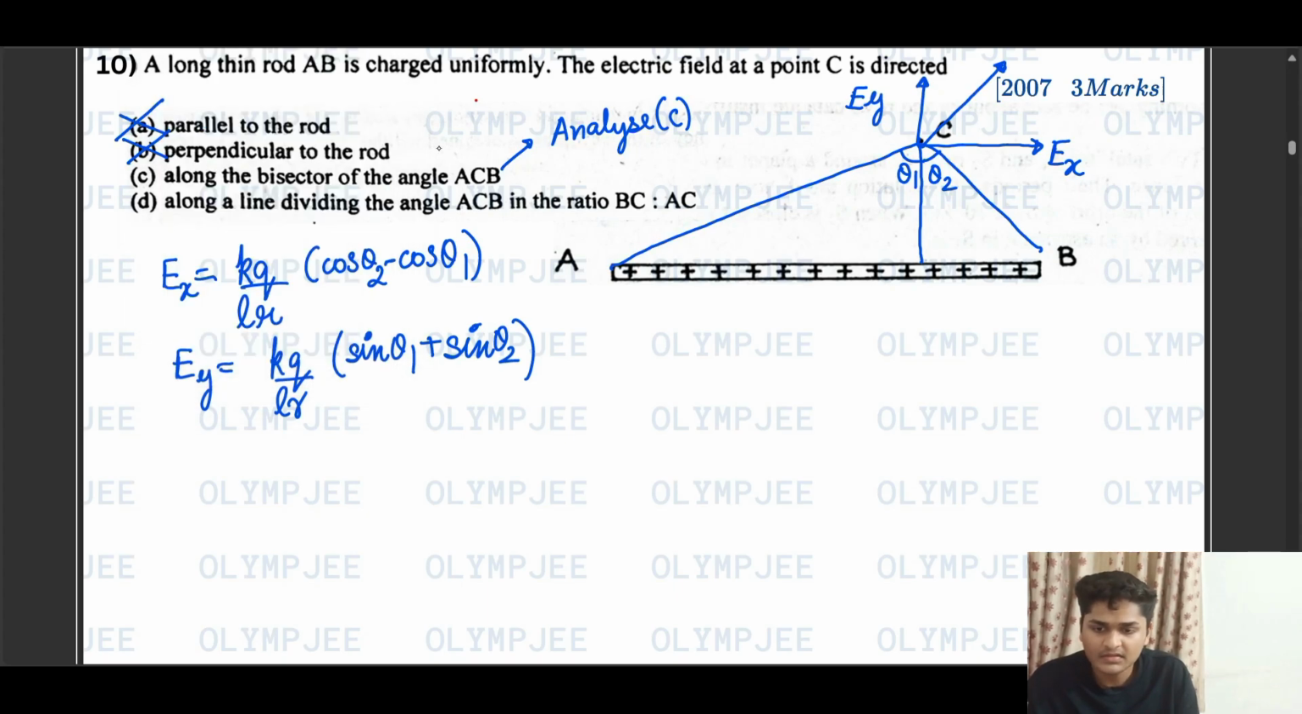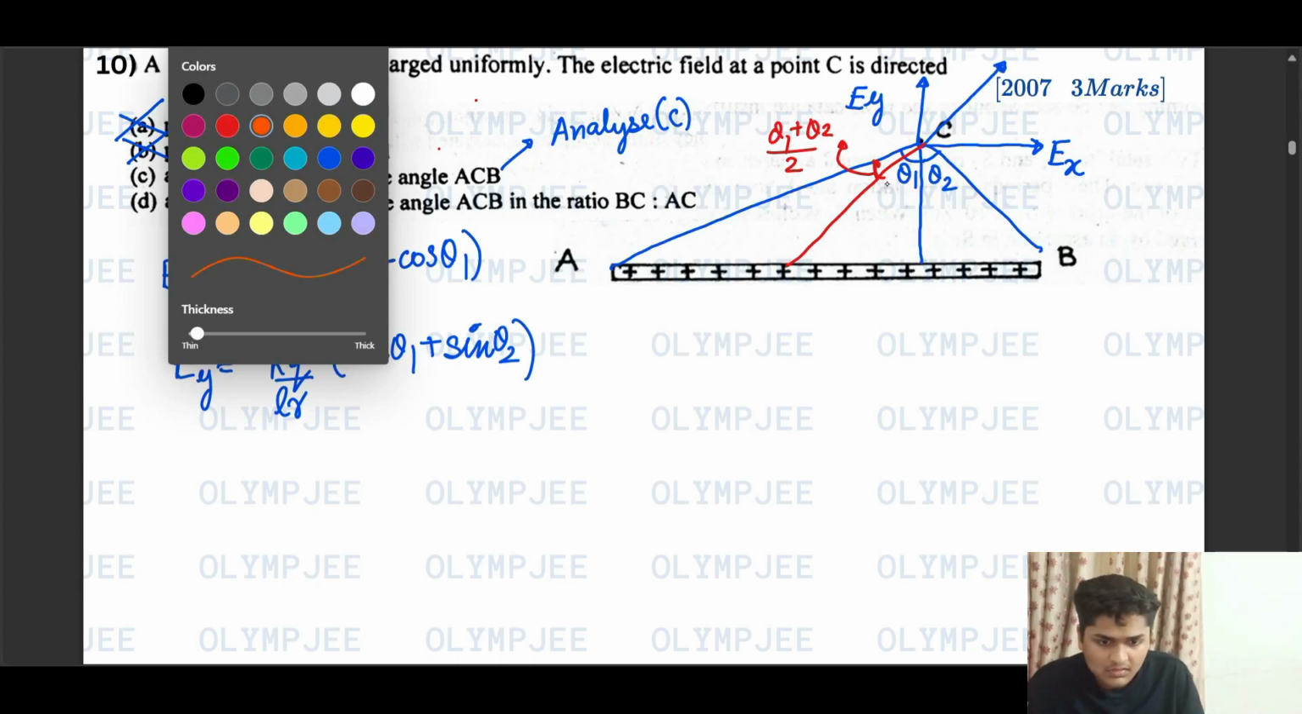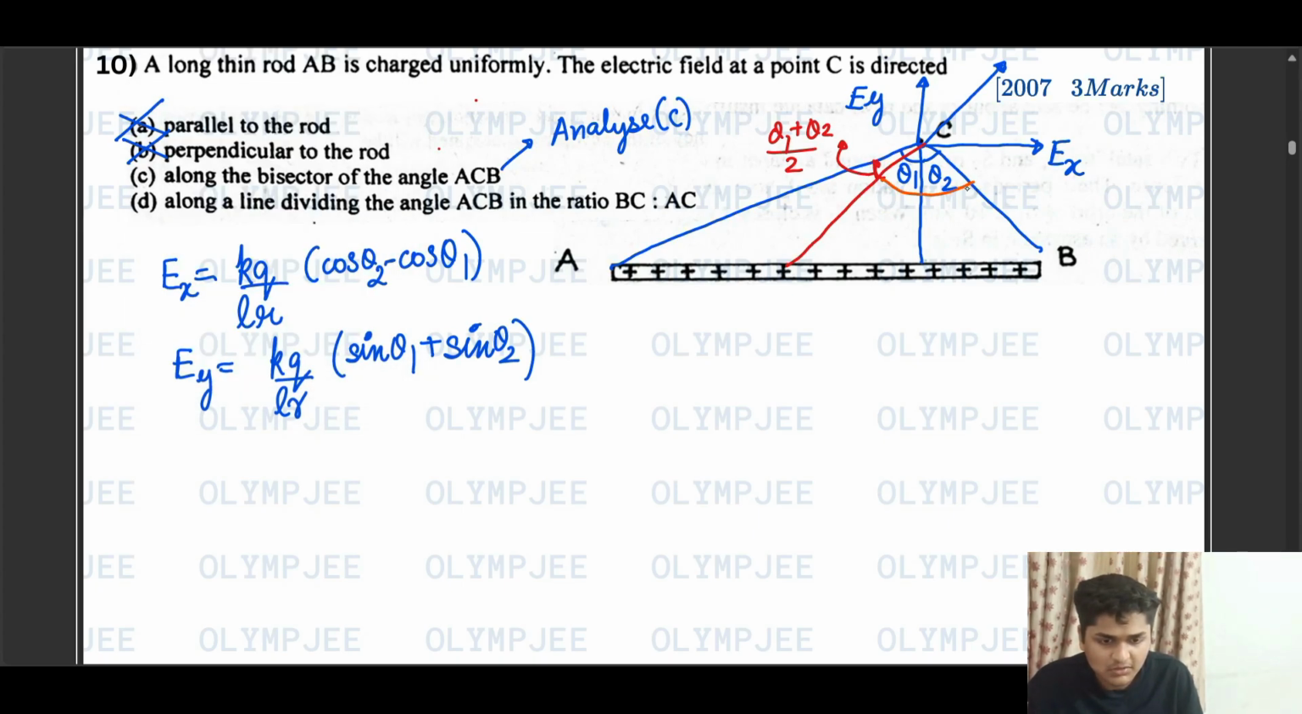It says that the field is directed along the bisector of ACB. So this is angle ACB, theta 1 plus theta 2. If this bisects it, then this angle should be theta 1 plus theta 2 by 2. And this whole angle should also be equal to theta 1 plus theta 2. Let me mark these points.